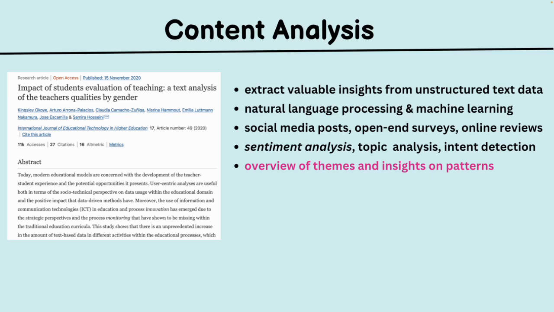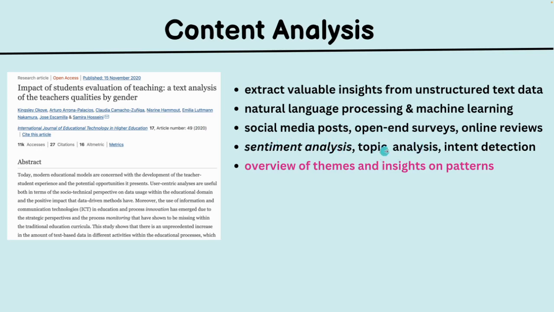But now we can use natural language processing, or NLP, and machine learning that allows us to analyze social media posts, open-ended surveys, online interviews, anywhere that people are providing textual responses. We can gather that information and analyze it, and it allows us to determine some of the sentiments, which is then called sentiment analysis.